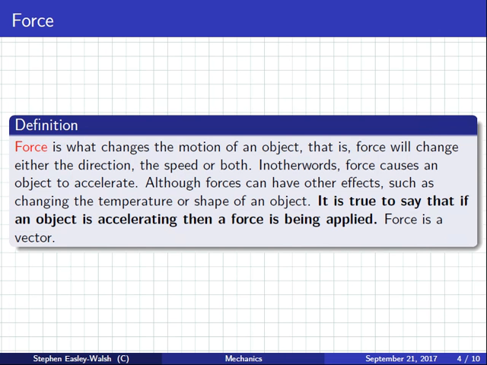Have you seen this definition before, or something like it? Maybe, who knows? Possibly.